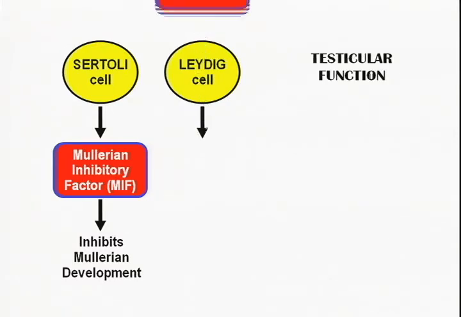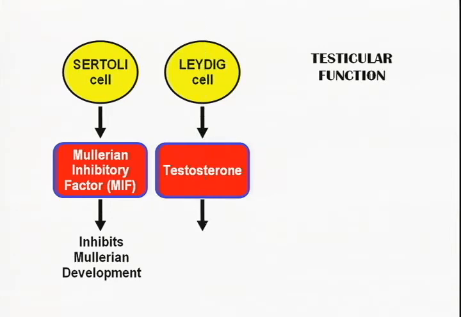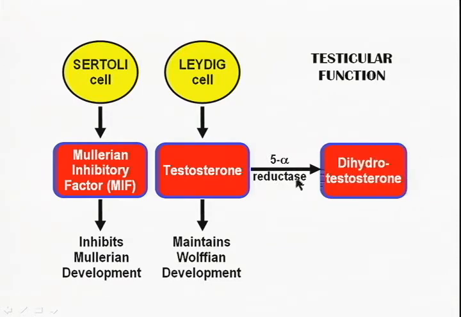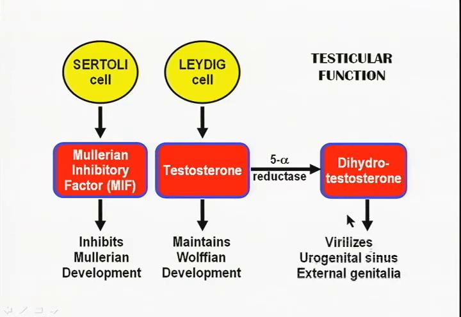The Leydig cells produce testosterone, and those will cause virilization of the external genitalia as well as maintain the Wolffian development. And so we have the development of the seminiferous tubules and the vas deferens. The testosterone is converted by a 5-alpha reductase enzyme into dihydrotestosterone, which is the most potent androgen, and those will bring about virilization of the external genitalia.